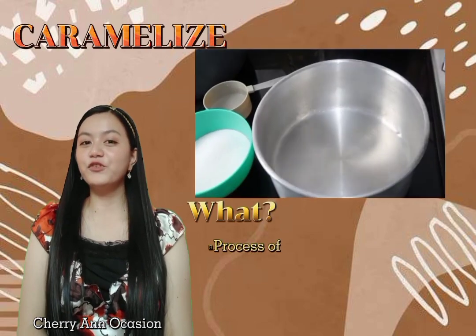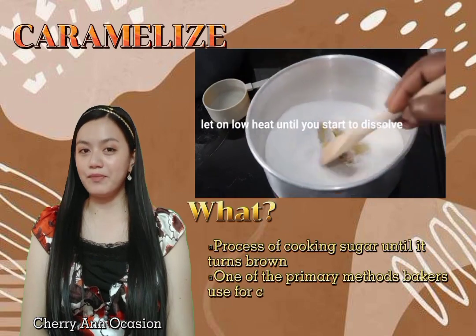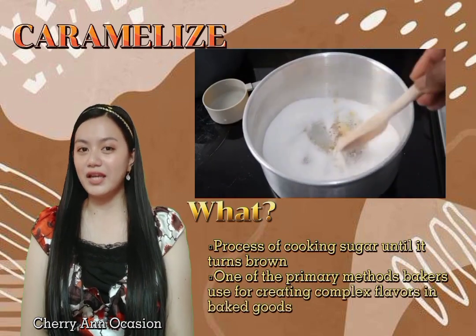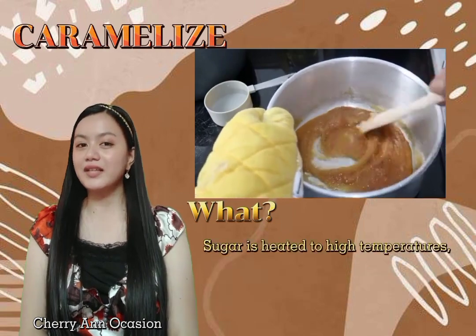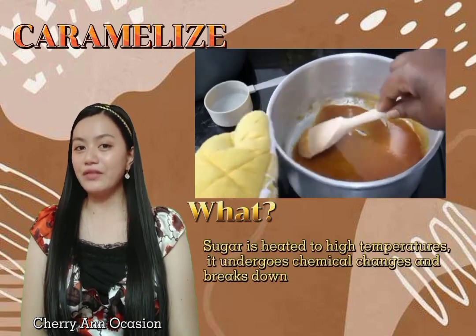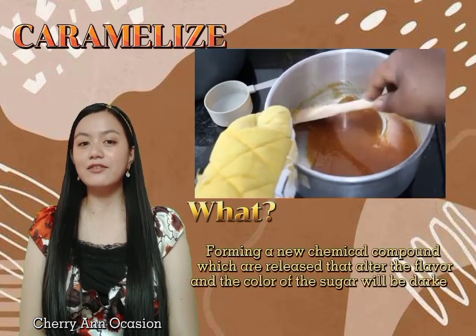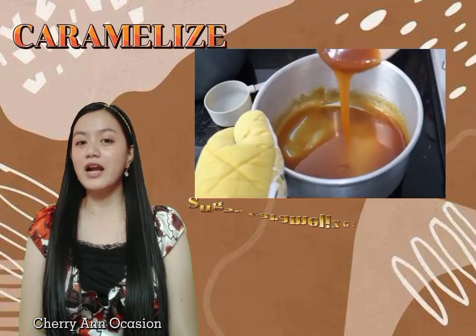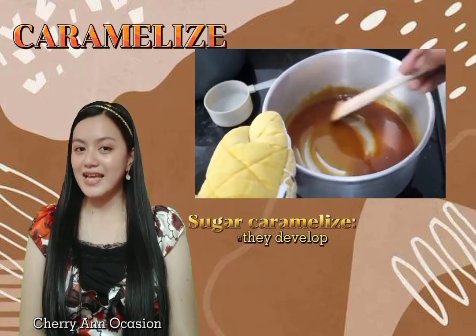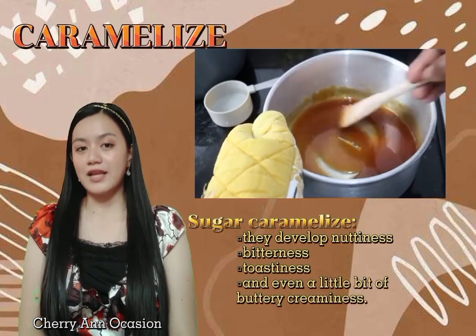So what is caramelize? It is a process of cooking sugar until it turns brown. Caramelization happens when sugar is introduced to heat. So when sugar is heated to high temperatures, it undergoes chemical changes and breaks down, forming new chemicals which are released that alter the flavor, and the color of the sugar will be darkened. So when sugar caramelizes, it develops nuttiness, bitterness, toastiness, and a bit of buttery creaminess.